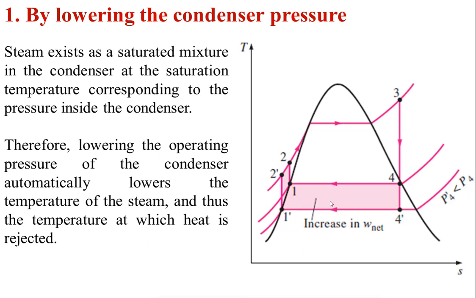So we know that the area enclosed in the TS diagram gives the net heat transfer. It is also the same as the net work transfer. As a result of lowering the condenser pressure, it occupies more area, hence more work will be generated. But the area under this curve gives the heat supply from 2 to 3. Earlier, heat supplied was only 2 to 3, but as a result of lowering the condenser pressure, heat supply will be 2 dash to 3.